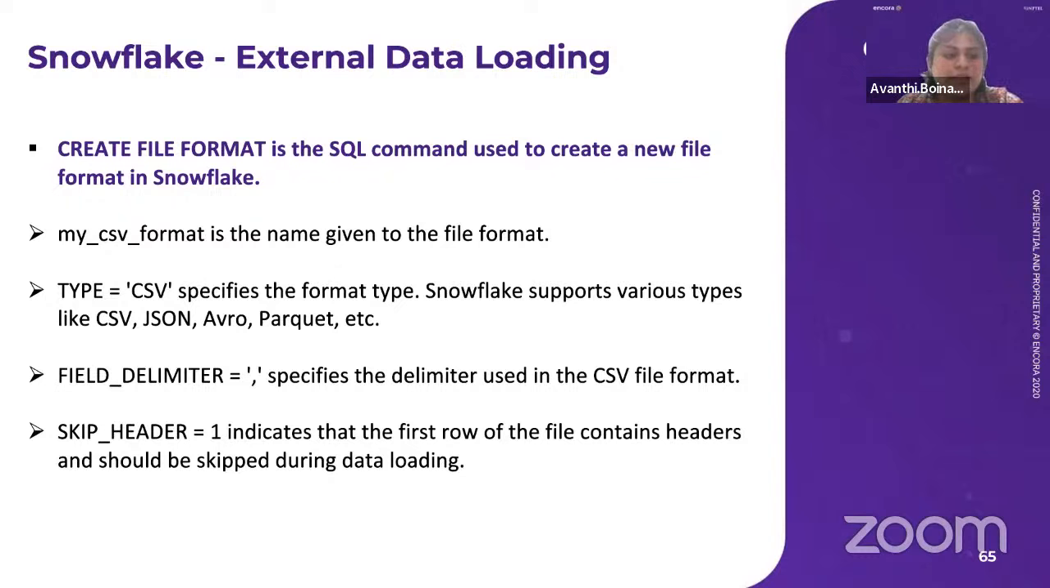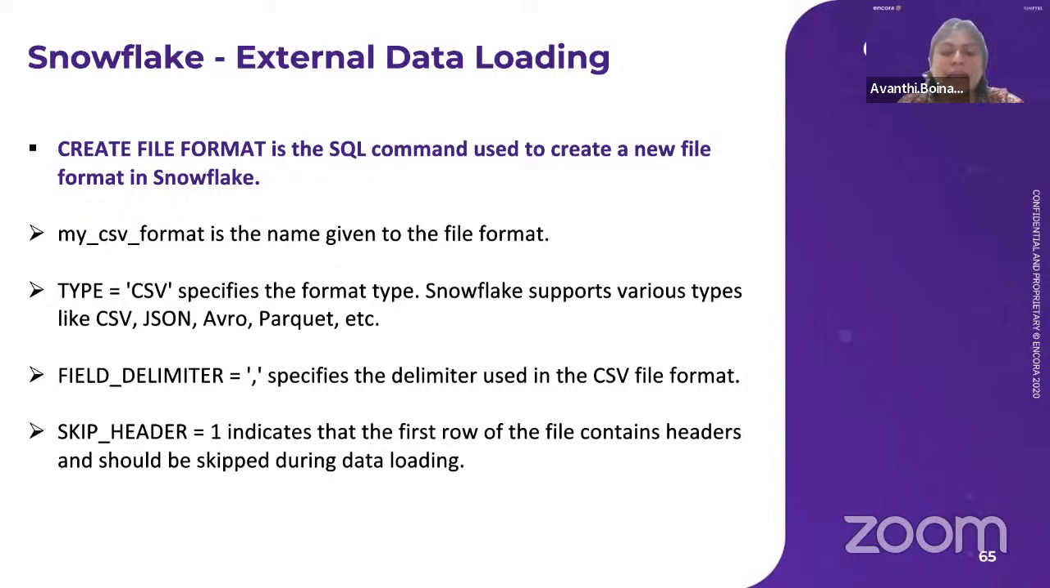Here, my CSV format is the name given to the file format, and TYPE = CSV specifies the format type. Snowflake supports various types, like what I told you. FIELD_DELIMITER comma specifies the delimiter used in the CSV file. SKIP_HEADER = 1 indicates that the first row of the file contains the header and should be skipped during data loading. So headers should be skipped.